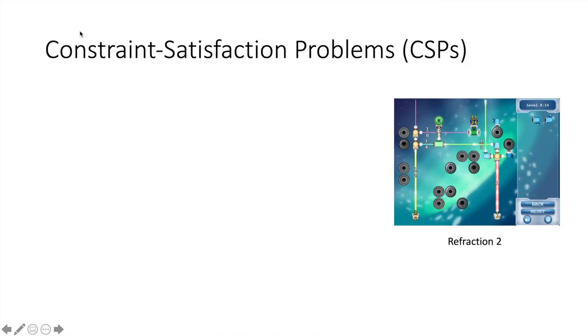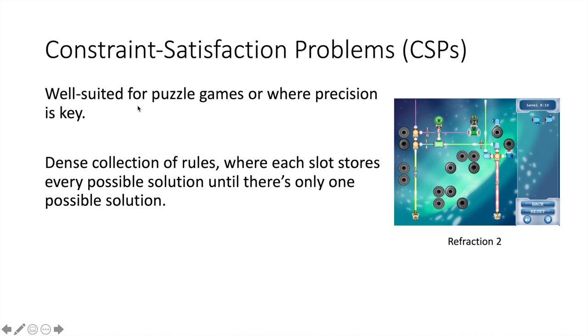Okay, so the last of the constructive PCG approaches is constraint satisfaction problems, also called CSPs. Here's an example of a game that uses CSPs. It's out of the University of Washington. It's called Refraction 2. It's an educational game. Now, notably, these approaches are really well suited for puzzle games or where precision is key.